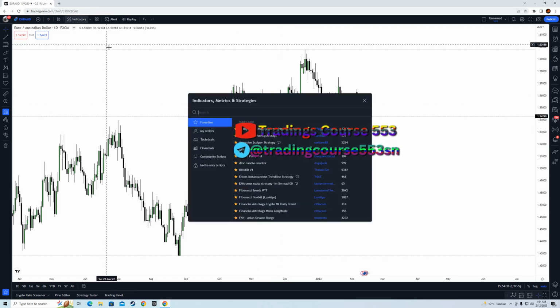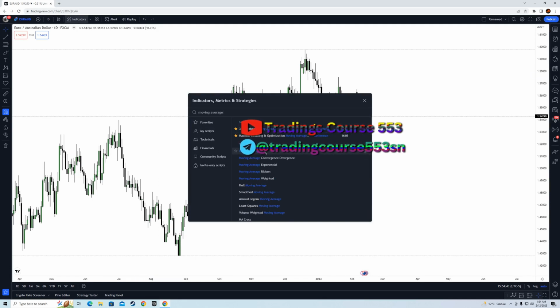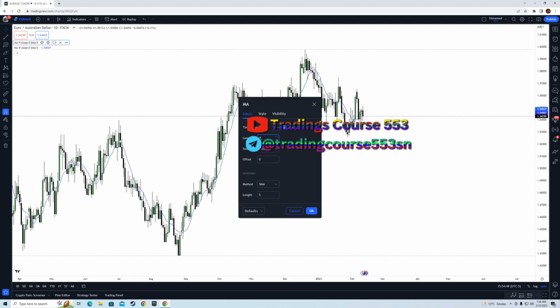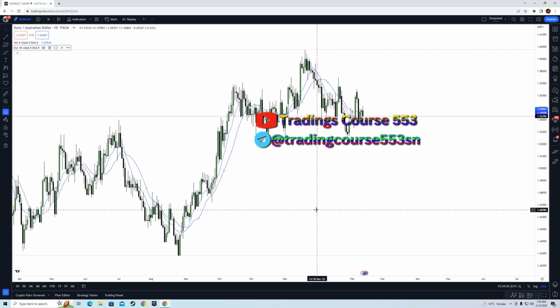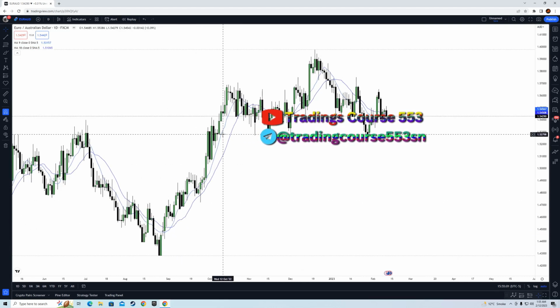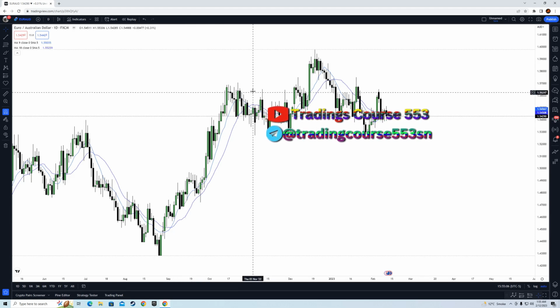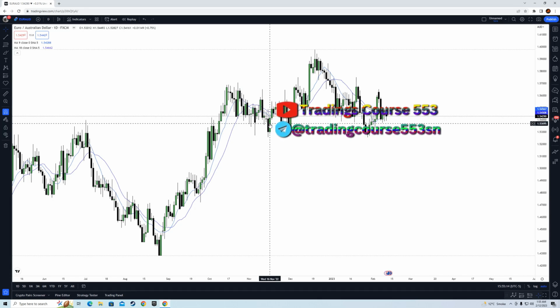So go to the indicators tab here, type in moving average, and open two moving averages. The length of the first one is 9, and the length of the second one is going to be 18. Once you have that, whenever the moving averages are to the upside, after the cross, your bias is bullish. And whenever the moving averages are to the downside, your bias is bearish. Simple as that, guys. No need to overcomplicate it.